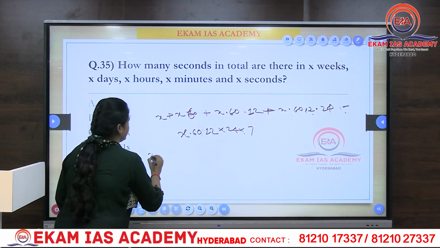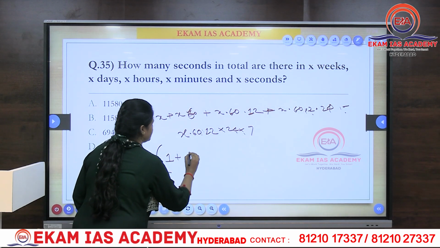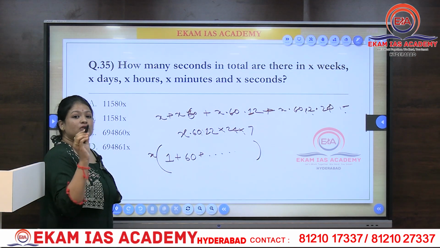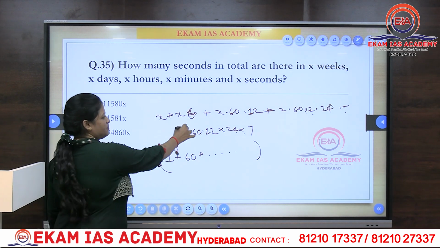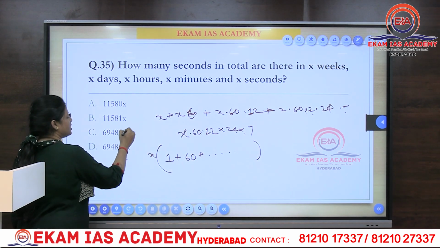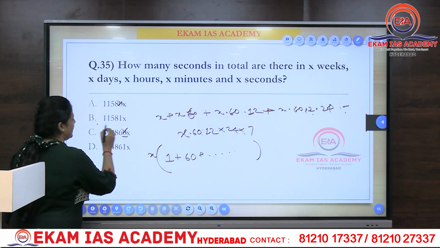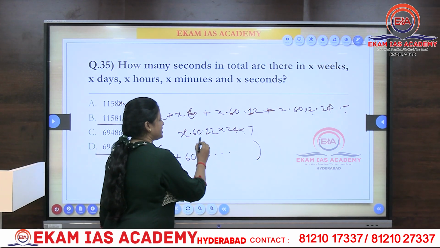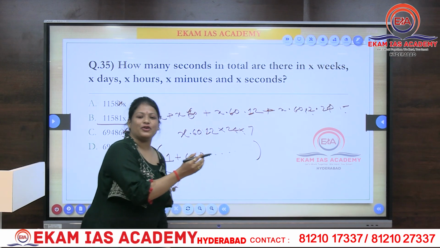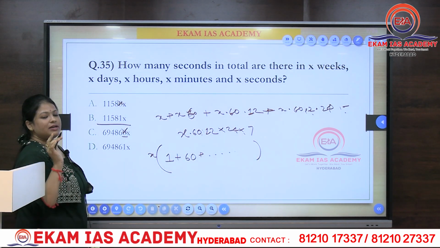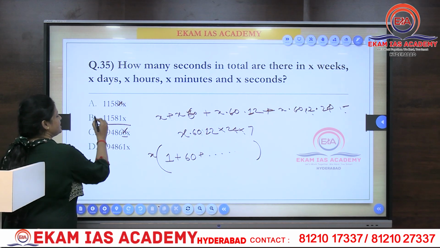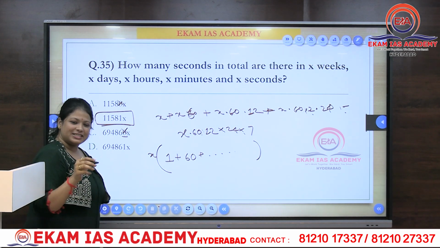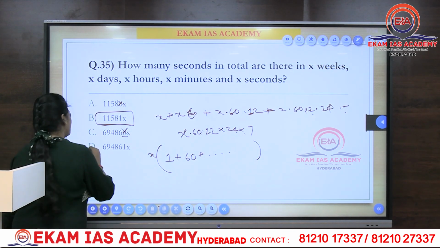Okay. So if I take x in common, I will get 1 plus 60 plus etc. So the units place of the total sum I am getting by simplifying this is not 0. Okay, it would be either B or D. And if I multiply 60 into 12 into 7 into 24, I am damn sure that the product is more than 11,581. So with my common sense, not the calculation, I am going to mark it as D.